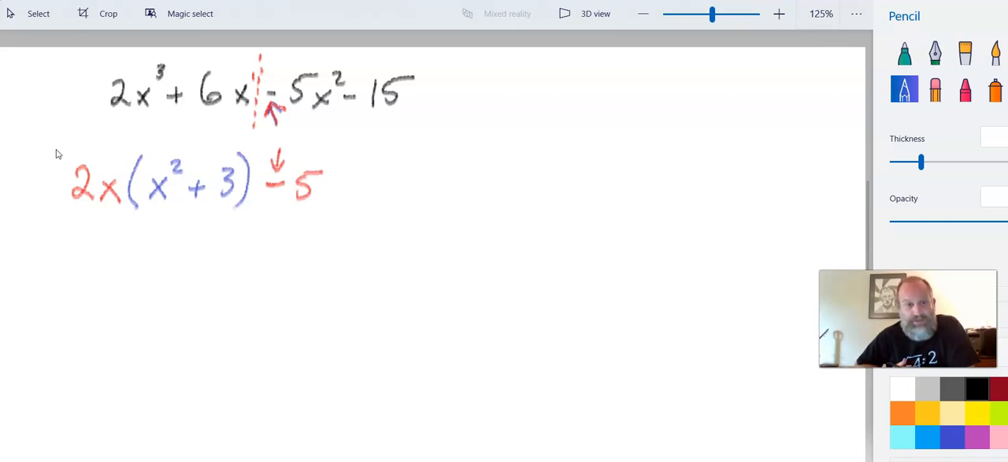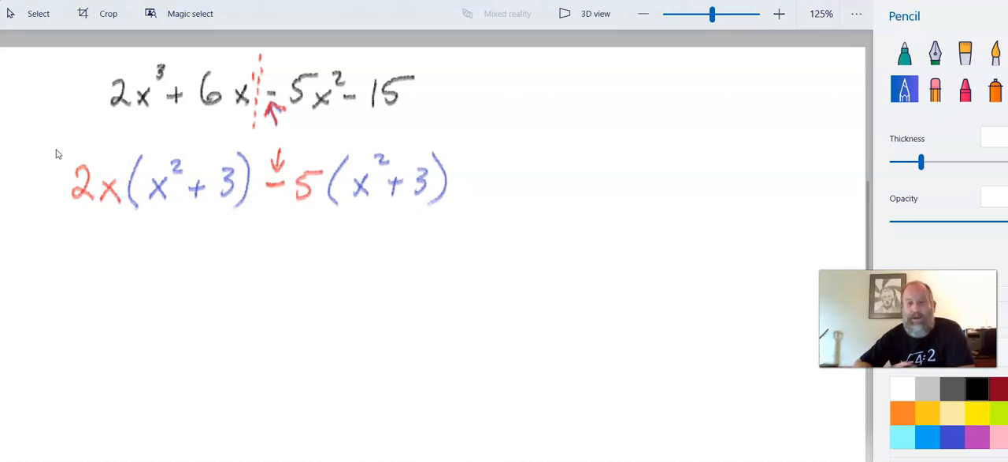So these two signs always match. They're always going to match, just the signs. Sometimes the numbers match too, but the signs will always match. All right, so if I pull a negative 5 out of this, let's see, negative 5 times what gives me negative 5x squared? Well, x squared. And then negative 5 times what gives me negative 15? Well, negative times a positive gives me a negative.